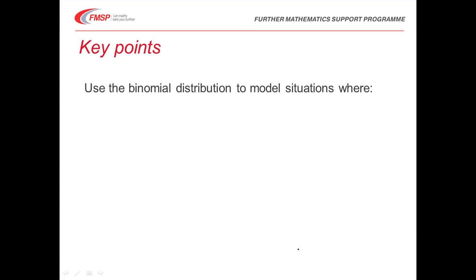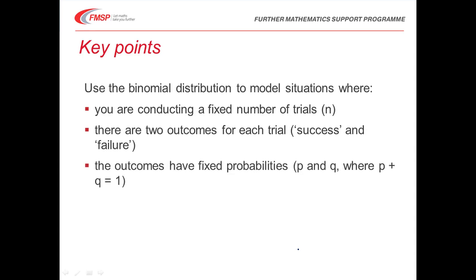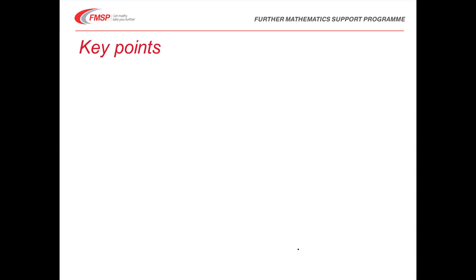You use the binomial distribution to model situations where you've got a fixed number of trials. There are 2 outcomes for each trial, success and failure, and those outcomes have fixed probabilities, usually designated p and q, where p add q is equal to 1. And of course, the trials are independent. Here is your probability calculation: your binomial coefficient n choose r, and then probability of success to the power however many successes, and the probability of failure to what's left.